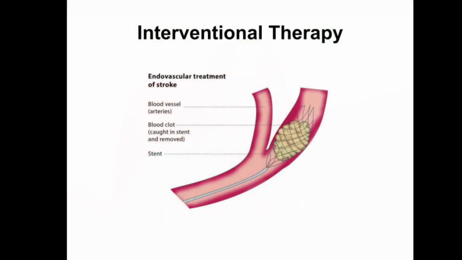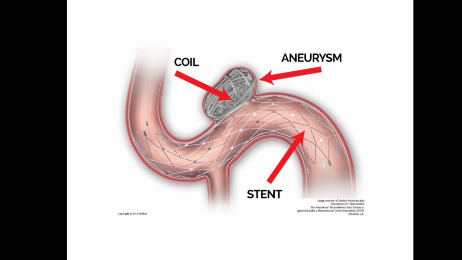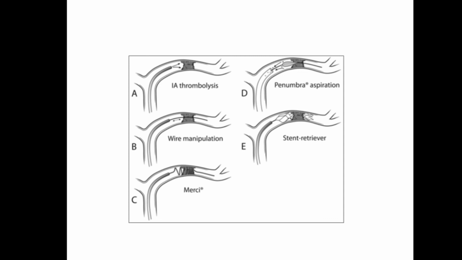Other interventions, where you can contain the clot and bring it out with a stent. See, beautifully the clot is trapped within the stent. And if it is an aneurysm that is going to rupture or producing symptoms, you can put a coil inside that, and using a stent you can block it. These are the various methods: thrombolysis, aspiration, wire manipulation, stent retriever and MERCI.